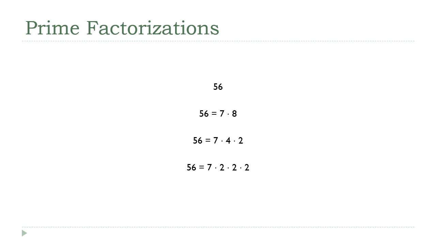And now at this point, I can't go any further. Right? 7 and the 2's, those are all prime numbers. So there's no more factors I could split out, if you will, here. Once you've done this, once you've rewritten a number as just a bunch of prime numbers, you have what's called the prime factorization of the number.